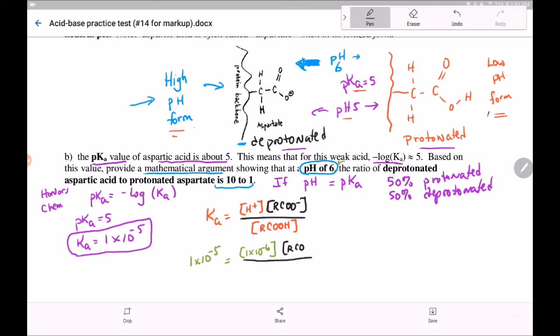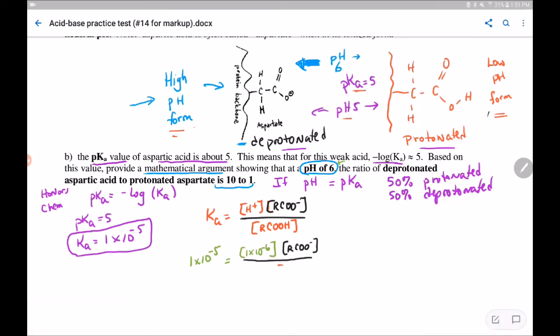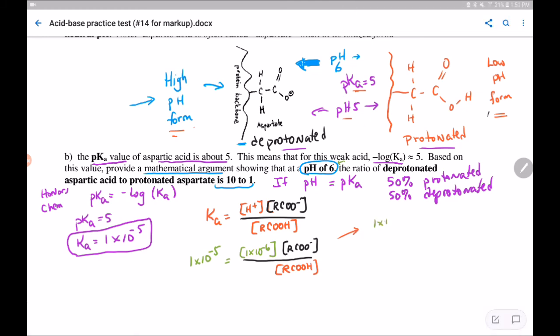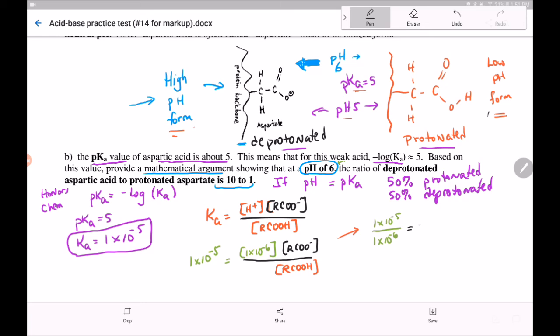I don't have a number for this. I don't need a number for this. I'm looking for the answer as a ratio. Maybe it'll be easier to see if I write the black on top of the red like that, and you can see it as a ratio. To solve the problem, the mathematical argument, put the green numbers together. That'll be 1 times 10 to the minus 5 on the top, 1 times 10 to the minus 6 on the bottom. I'm just doing algebra, though it is pretty ugly algebra.